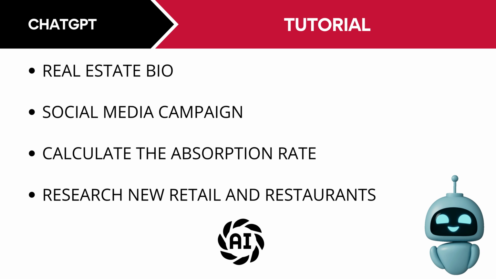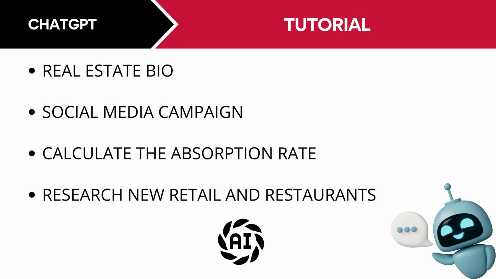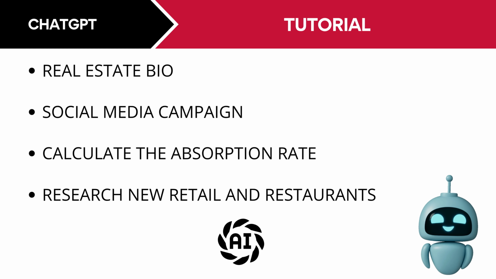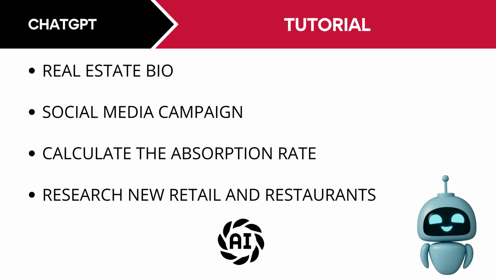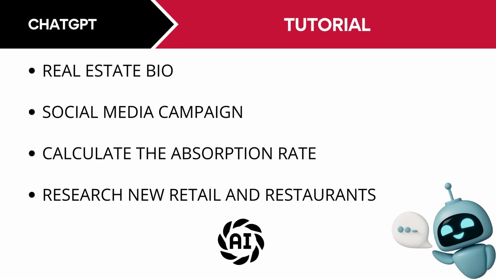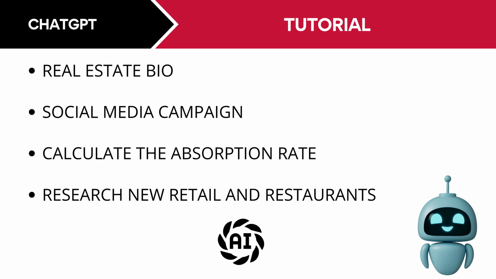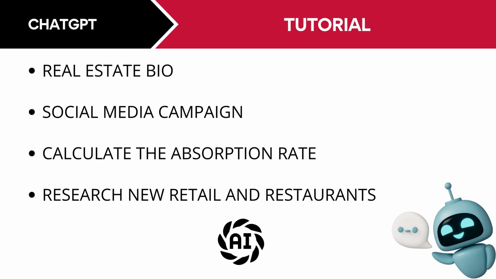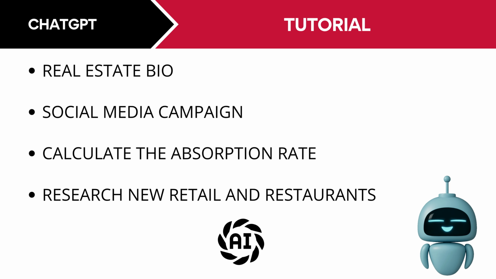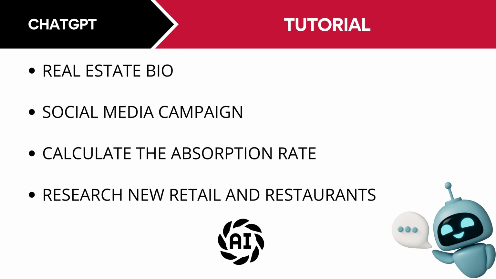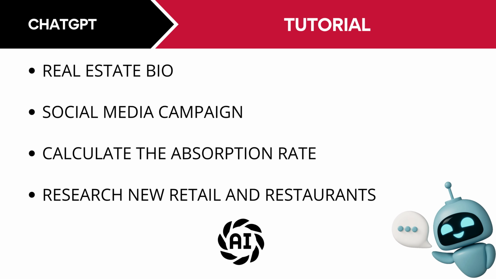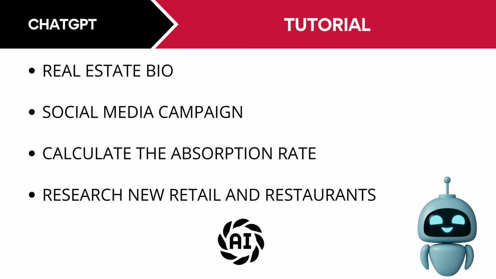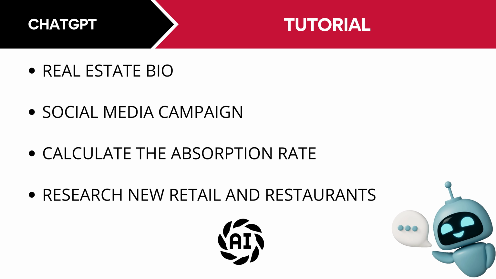So now I'm going to get into the tutorial of the different things that you can do with ChatGPT. So we're going to create a real estate bio. We're going to create a social media campaign for the month. We're going to calculate the absorption rates, and we're going to research new retail and restaurants.